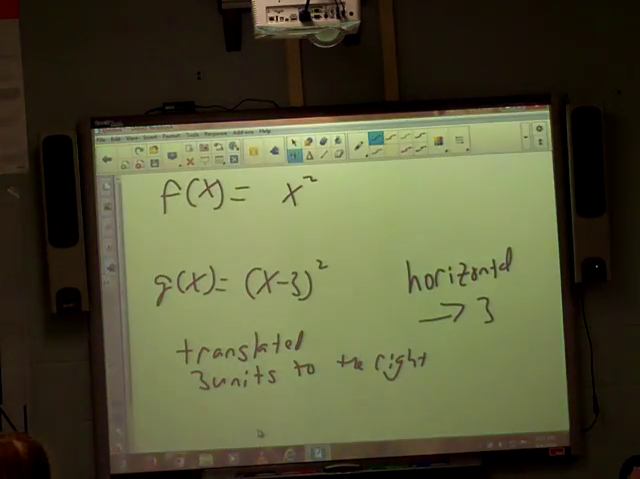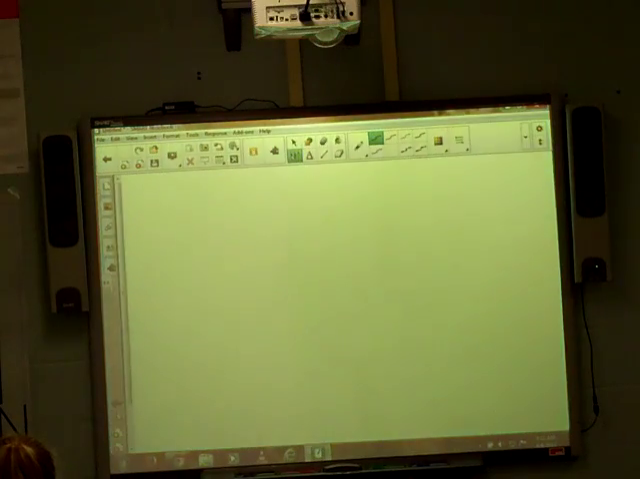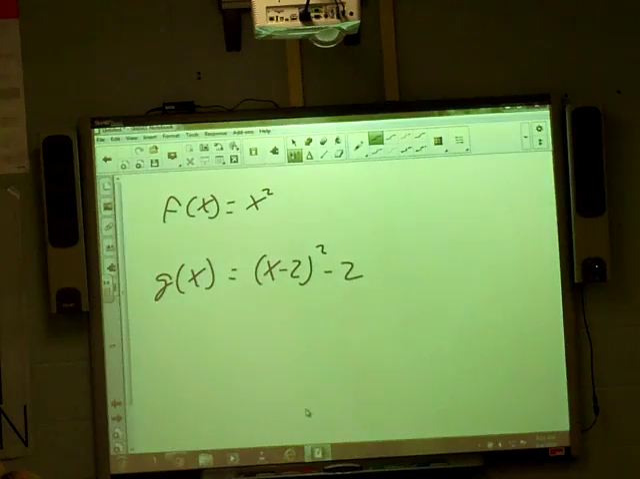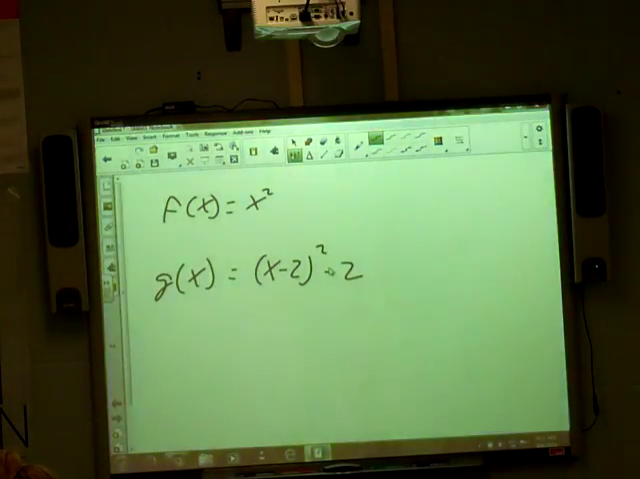Alright, along those same lines now. Still going to start with the parent function. Everybody got what you need there? Still going to start with the parent function, which I'll say f of x is x squared. This one, we moved it to x minus 2 squared minus 2. What did we do to get from here to here? Horizontal, go right 2 and then down 2.